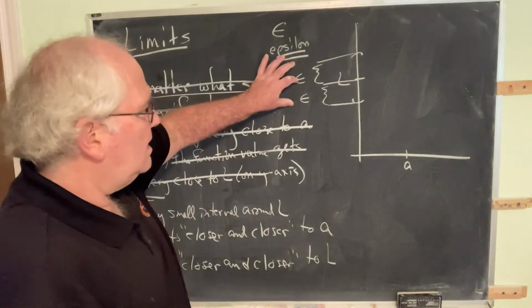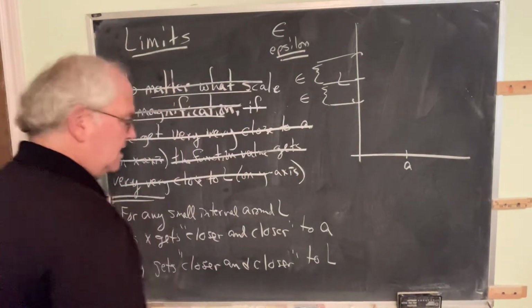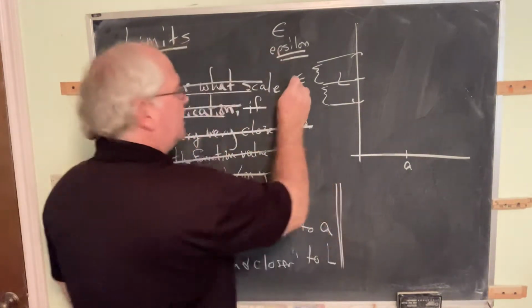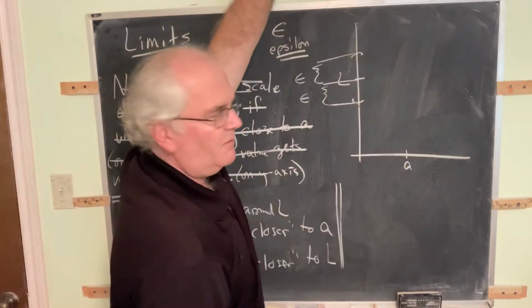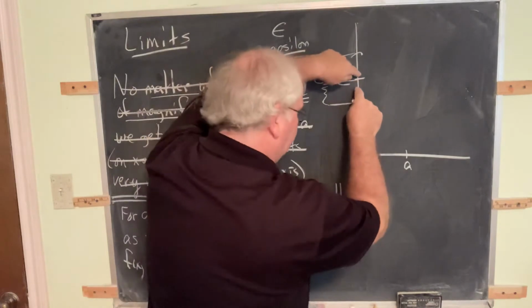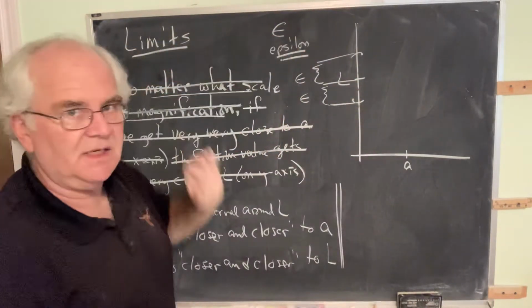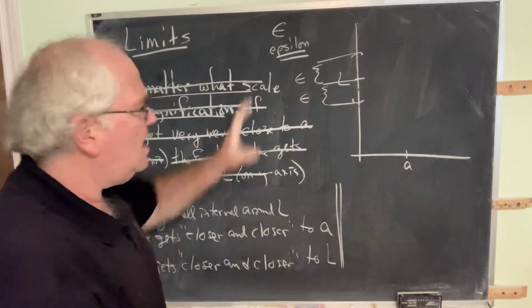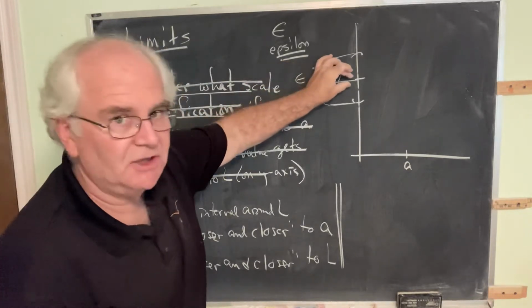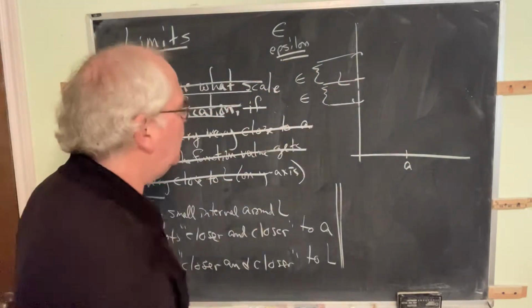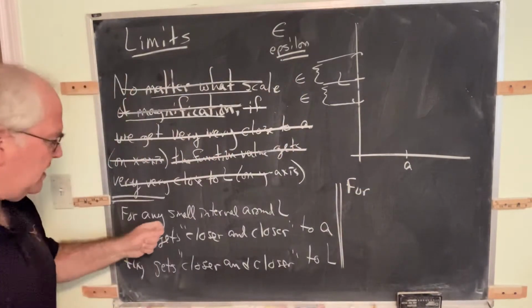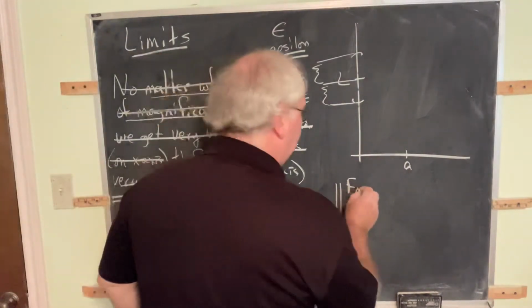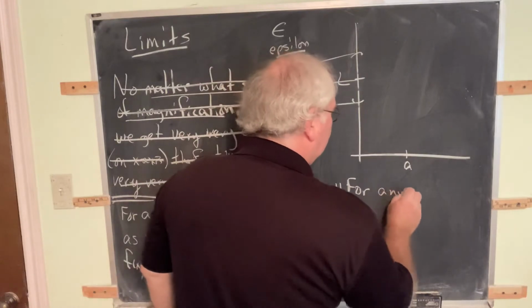And so what we're saying is, and usually epsilon is a very, very small number. We're not interested in what happens very far away from L. We're interested in what happens when we get very close to L. So typically epsilon is a very, very small number. We want very small magnification, the smaller the better. And so when we say for any small interval, what I'm really saying is for any epsilon.